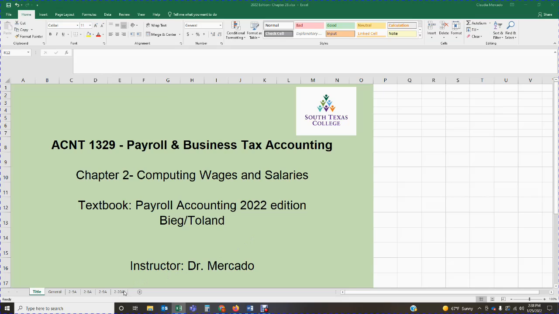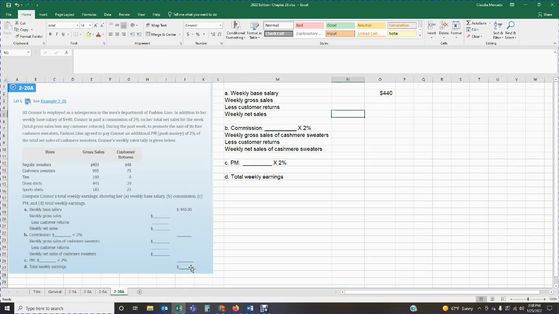Now, in this lecture I am going to cover problem 228. Problem 228 deals with commissions. This problem states Jill Connor is employed as a salesperson in the men's department of Fashion Line. In addition to her weekly base salary of $440, Connor is paid a commission of 2% on her total net sales for the week, which is your total gross sales less any customer returns. During the past week, to promote the sale of its fine cashmere sweaters, Fashion Line agreed to pay Connor an additional PM, which is push money, of 2% of the total net sales of cashmere sweaters.